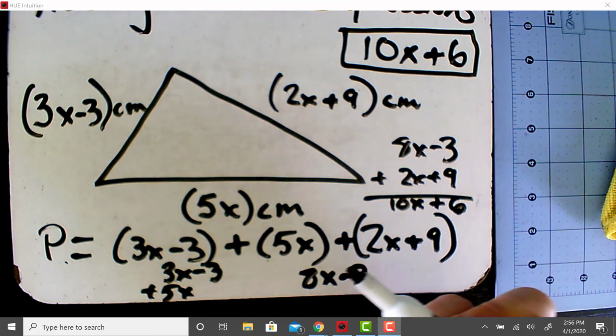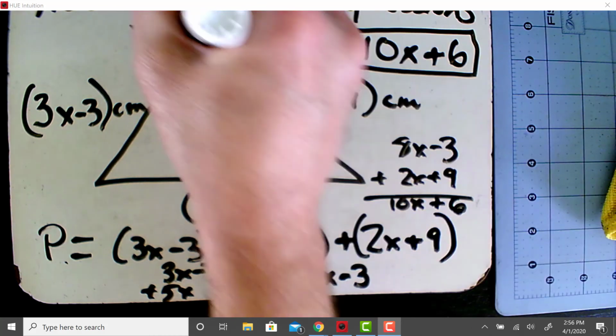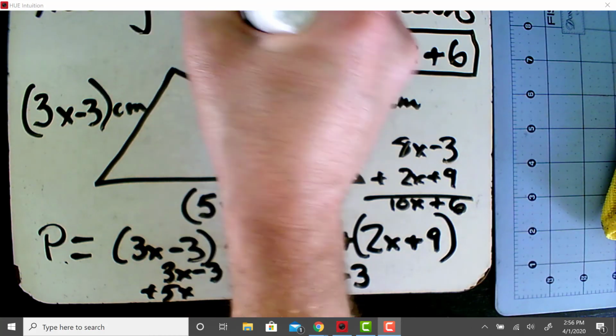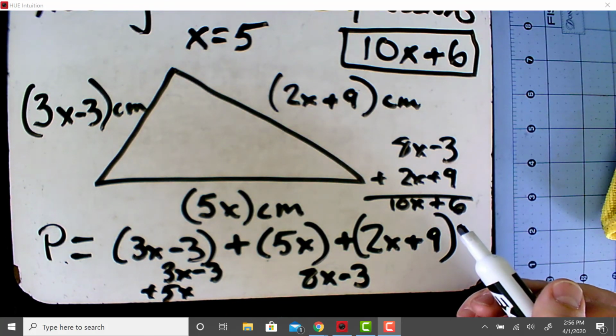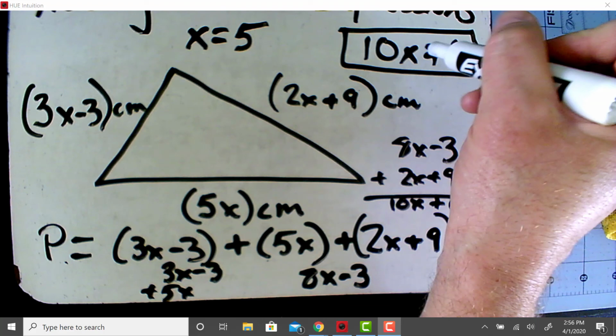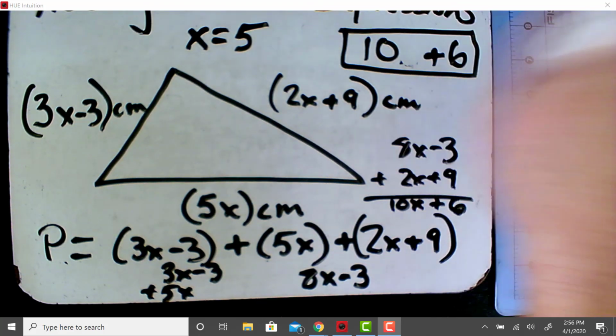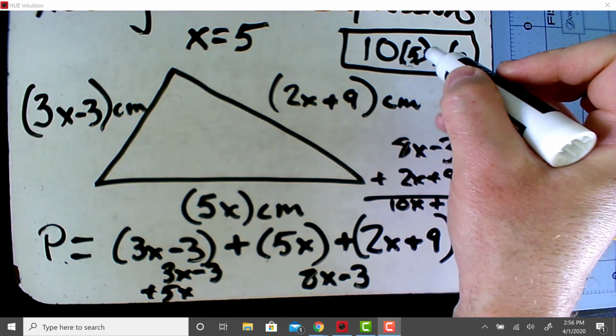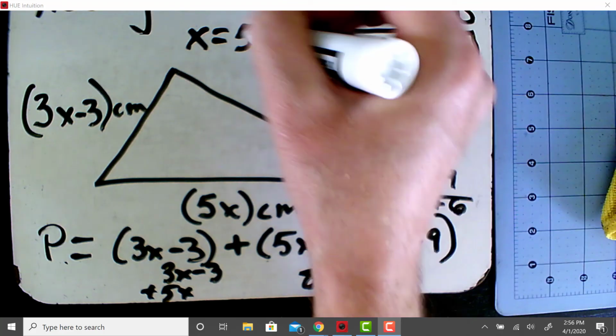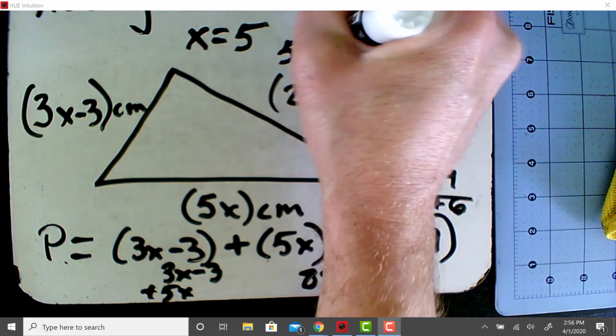Now let's say I know the value of x. Let's say that they come in, they tell me that x equals 5. Well, that would be pretty easy to solve now. All I'm going to do is plug 5 in for x in my expression. 10 times 5 is 50, plus 6 gets me a perimeter of 56.